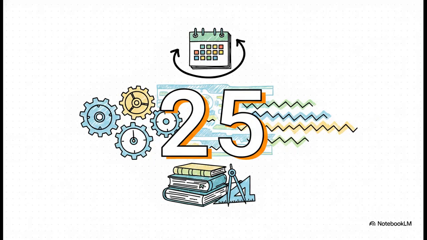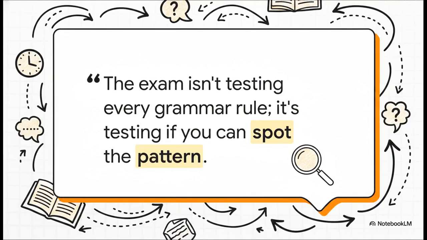25. That's not just a random number. That is the total number of years of really daunting HSLC past papers we just successfully condensed down into a few simple, highly beatable patterns. A quarter of a century of exams, proven to be wonderfully predictable. Remember this quote as you study this week. The exam isn't testing every grammar rule ever written, it's just testing if you can spot the pattern. You now have the playbook to see right through the examiner's tricks.